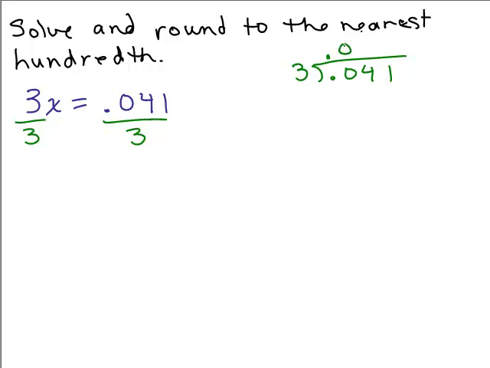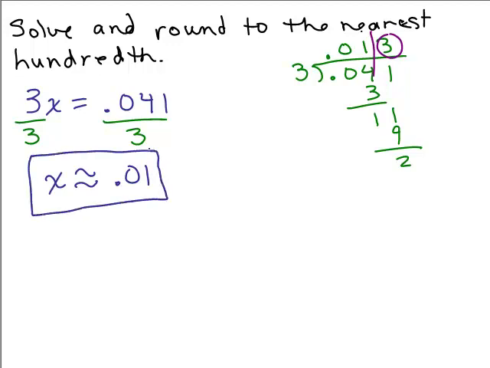Well, it doesn't go into 0 at all. And into 4, it goes in 1 time, so that's 3. And 3 goes into 11 3 times. And at this point we could stop and round. So remember, the hundredth is 2 places after the decimal. There are only 2 numbers after the decimal point. So since this is a 3, we do not round up. We're going to keep it as 0.01. We're approximating when we're rounding, so we say x is approximately 0.01.